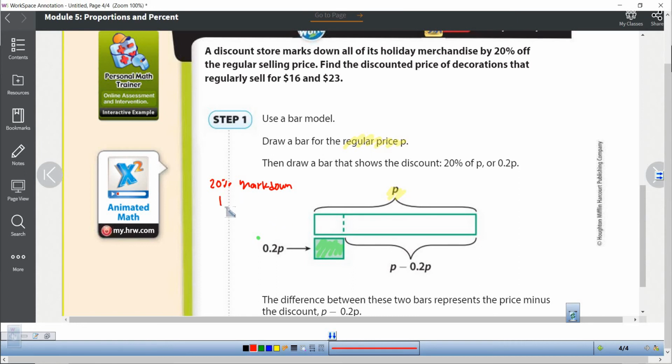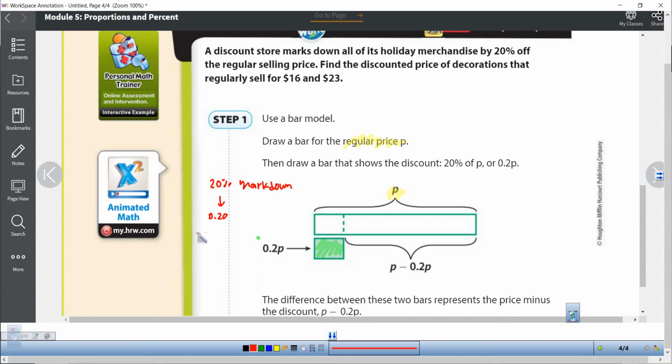Remember, 20% we're going to change to a decimal by moving the decimal 2 places to the left. So we get 0.20, or you don't really have to put the 0 on there. It's optional. You'll see that they did not put the 0 on there. I'm going to go ahead and leave it on there just as a reminder that it's 20%.